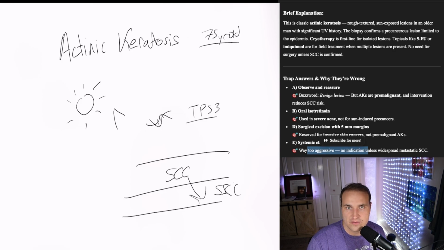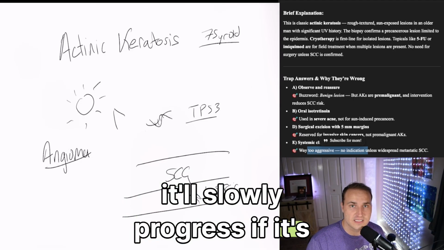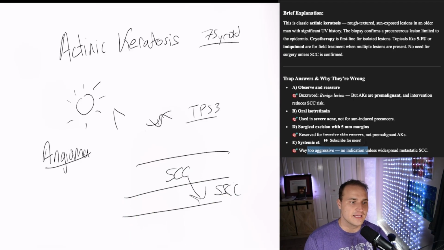No. This is pre-malignant. And then solar lentigo. That's the flat brown spots, like the liver spots. They're not rough, and there's no cancer risk there. So actinic keratosis can turn into squamous cell. It'll slowly progress if it's untreated. So definitely use sunscreen, guys. It's good for you anyways. Everybody has to use it. Even if you're indoors, you can still get some damage.